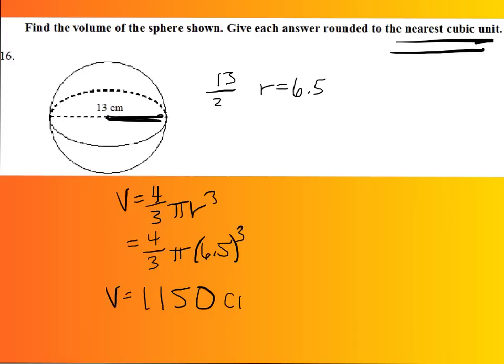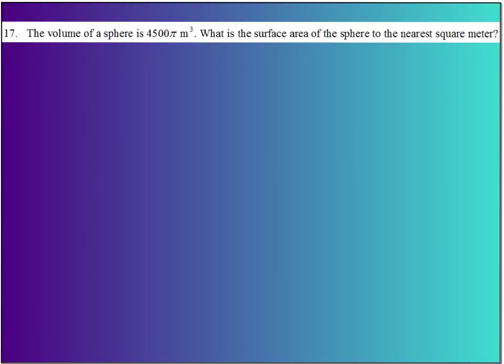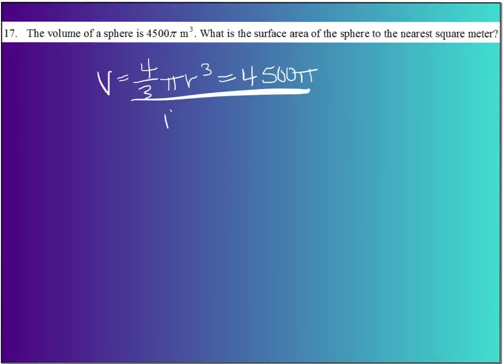Okay, so here we're working backwards again. We did one other problem like this. The volume of my sphere is 4,500 pi meters cubed. What is the surface area of the sphere to the nearest square meter? So if you think about volume of a sphere, our formula is 4/3 pi r cubed. But they told me that it's 4,500 pi. I need to get my radius by itself. So what I'm going to do is first get rid of this pi. I'll cross that out on both sides. I get 4/3. My radius cubed is equal to 4,500.